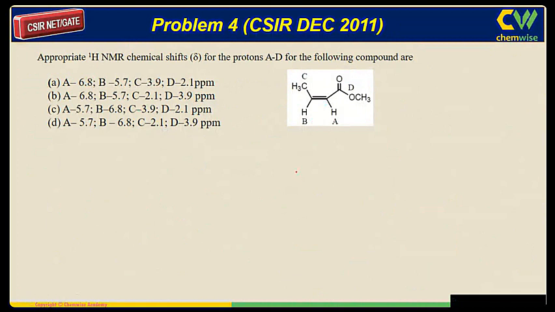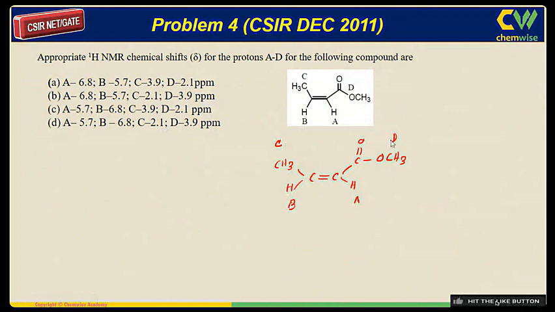If we see the molecule very carefully, C double bond C, this is C double bond O, OCH3, H. They are marking this as A, this is B, this proton is C, and this proton is D. Then how to solve this problem?